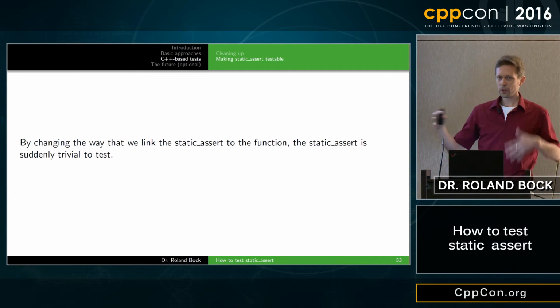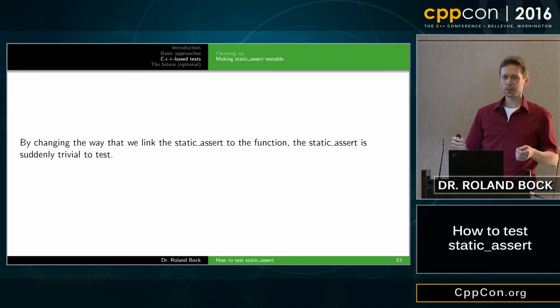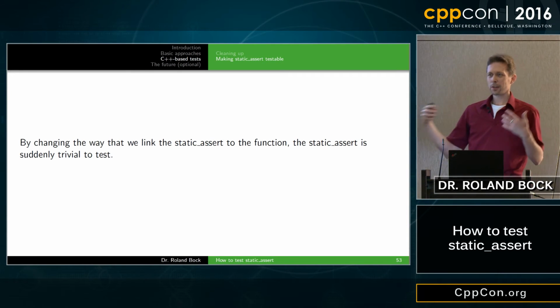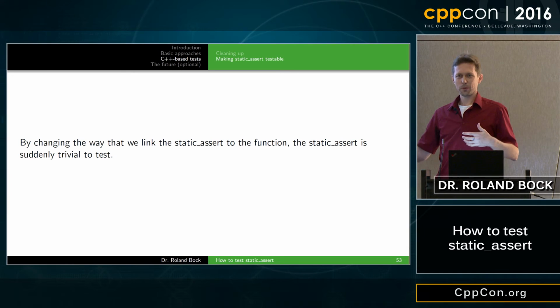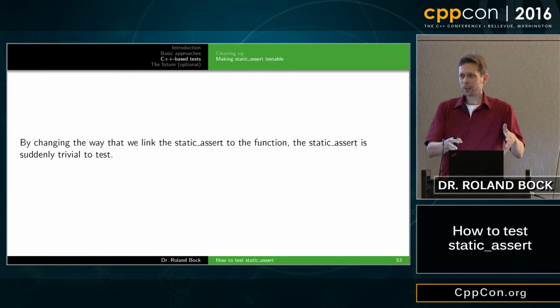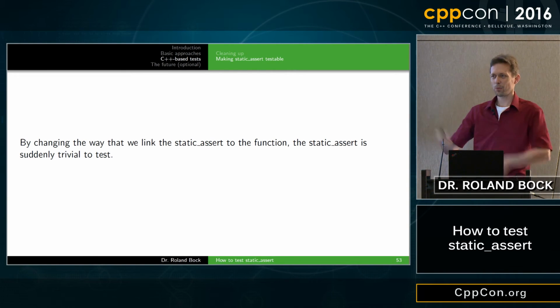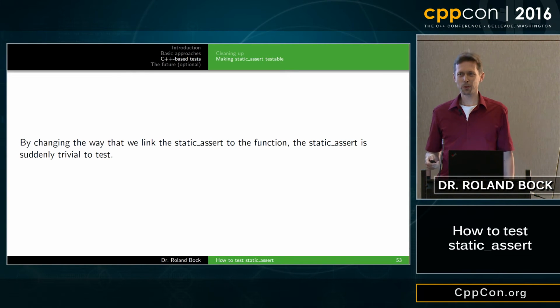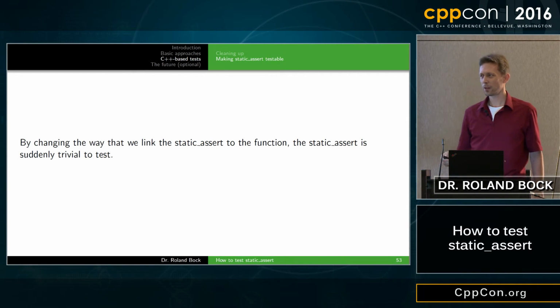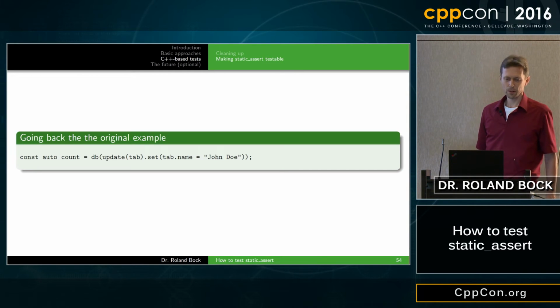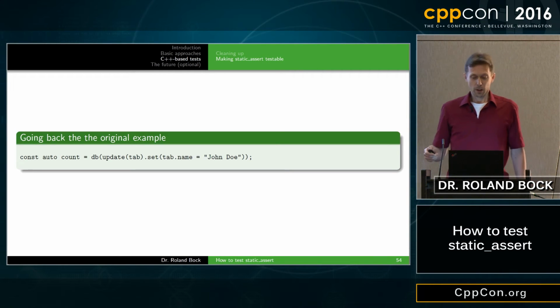Okay, so we just changed a little bit of how the static assert is linked to the function. Where we don't have it directly in the function, instead, we just move it out of it. Okay? And suddenly it's trivial to test whether everything is fine. All right. And I love this one.